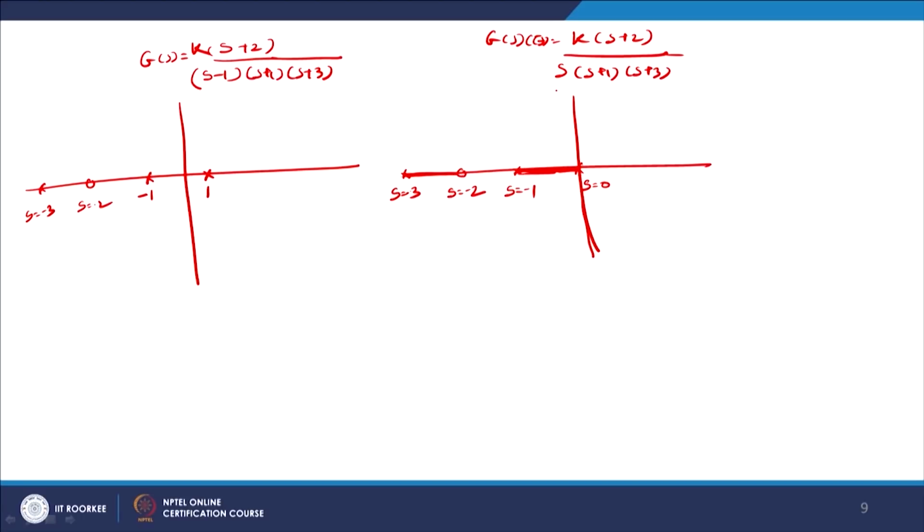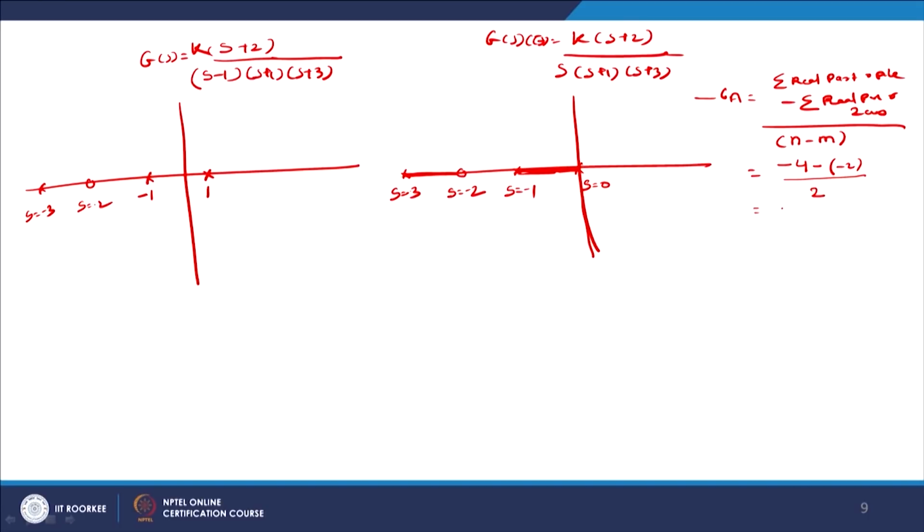So how will you calculate the centroid? Centroid is the summation of the real parts of poles minus the summation of the real parts of zeros, divided by the number of poles minus the number of zeros. N is poles, M is zeros. What will we get in this case? The poles are one at minus 1, the other at minus 3, so we get minus 4. Minus the zero at minus 2, so we get minus 2. Then how many poles? Three poles, one zero, so we get 2. So we get minus 4 plus 2, divided by 2, which gives minus 1.